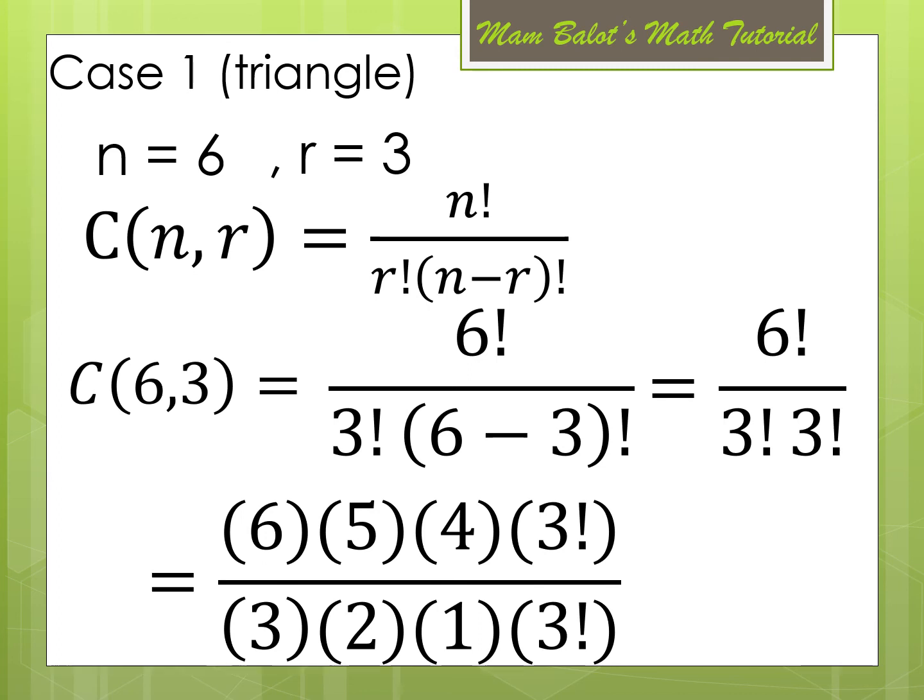So observe that 6 is expanded up only to 3 factorial so that we can cancel out the other 3 factorial in the denominator. Then what's left in the denominator are 3 times 2 times 1, which is equal to 6. So we can cancel out also the 6 in the numerator through them. So what's left now is 5 times 4, which is equal to 20. Therefore, we have 20 triangles if we have 6 points.